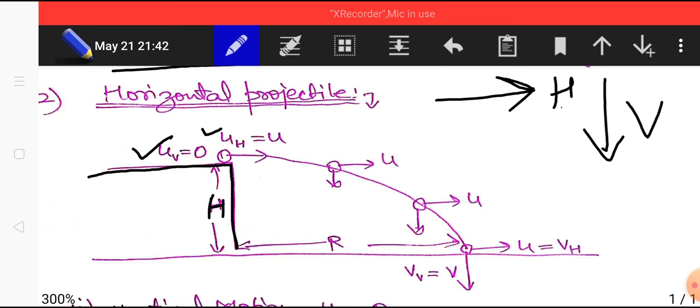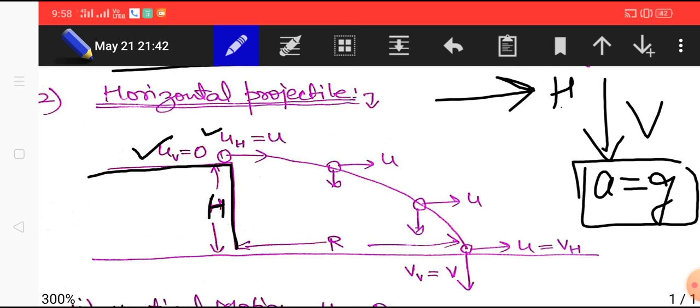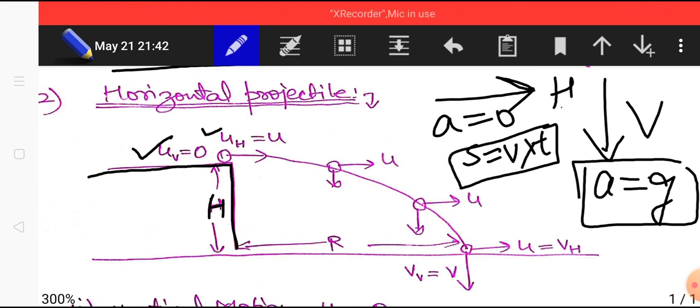As vertical motion is under the effect of gravitation, it is a uniformly accelerated motion with acceleration equal to g. So we apply our equations of motion for vertical motion. But please pay attention, horizontal motion is uniform motion with zero acceleration. Hence we apply the simple equation for horizontal motion: distance is equal to speed into time. So it is a combination of 2 motions, one uniform and the other non-uniform.